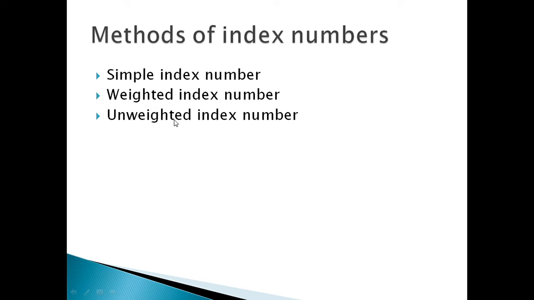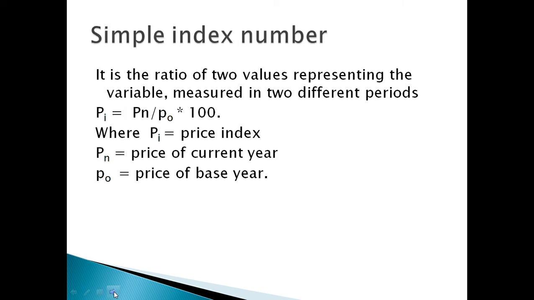So we take the simple index number. Now, simple index number, you should know it is simple. Of course it is. And it's simply the ratio of two values representing the variable measured in two different periods. Now, this is very simple and understandable. It simply refers to the ratio of two values.